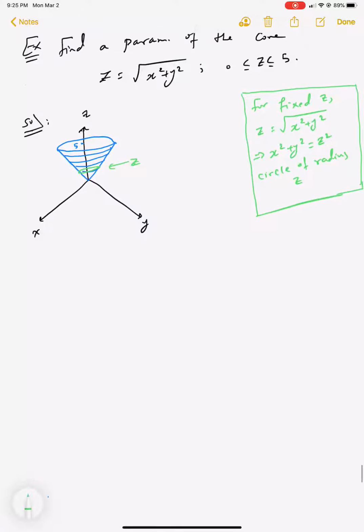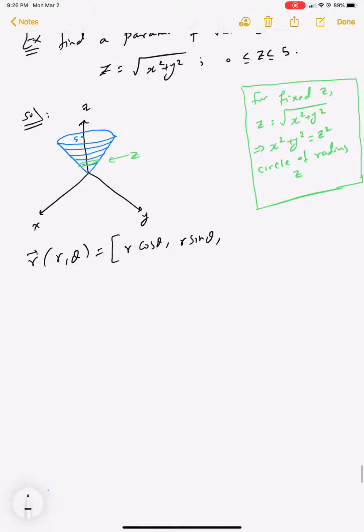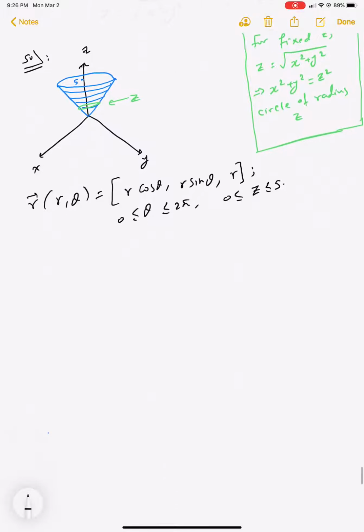Okay, so now we need a parameterization. We're dealing with circular regions again, and all the time when we have circular regions, we think of polar coordinates. So I would say r of r, theta: for x, I would choose r cosine theta, for y, r sine theta, but then if you substitute these into the square root of x squared plus y squared, you will get r. So the r represents the z, and the theta values are between 0 and 2 pi, because you're having full circles. The r represents the z values, which are between 0 and 5.